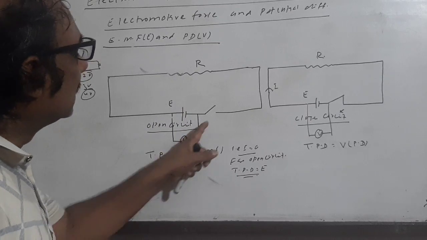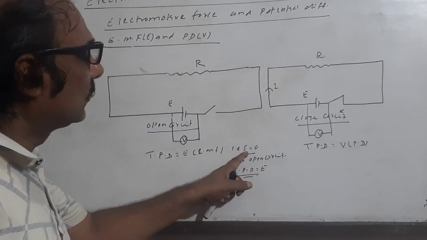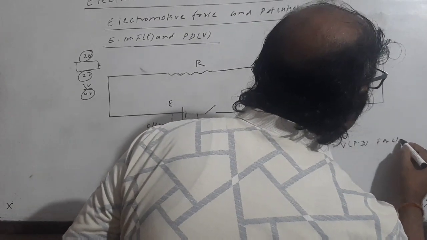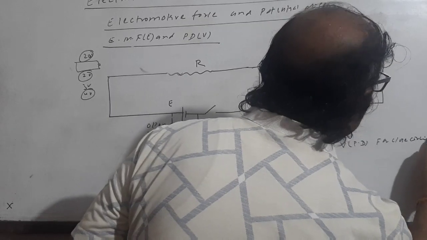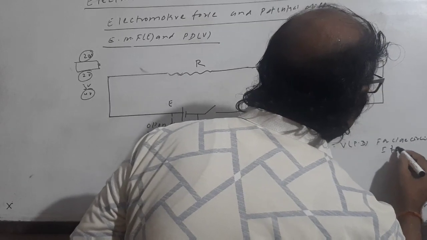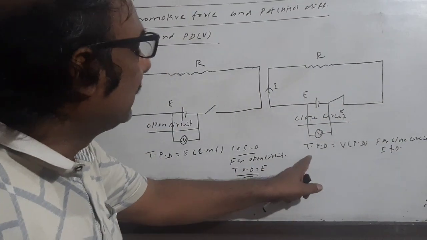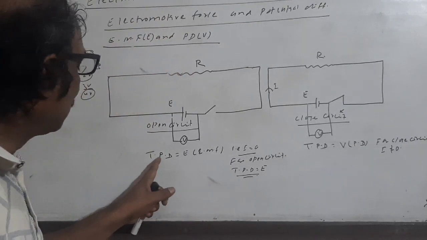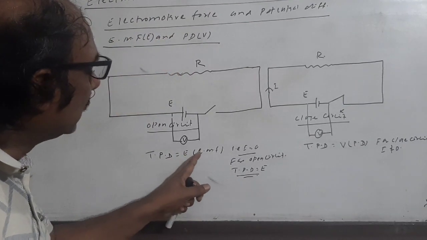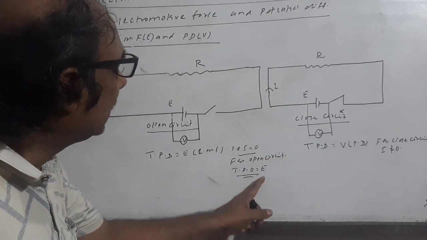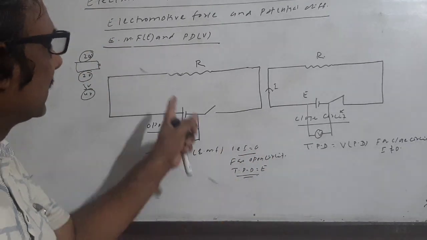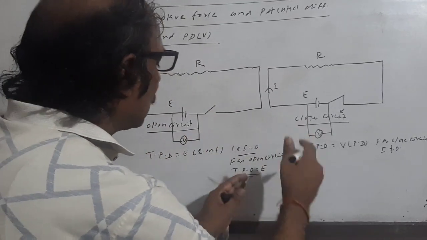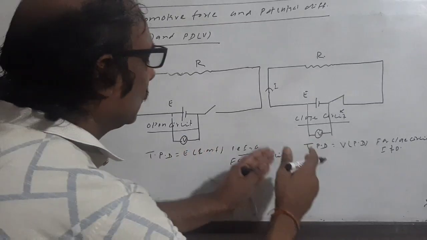In the first case, the circuit is open, I equal to 0, and in the second case, the circuit is closed and I is not equal to 0. So the terminal potential difference for a closed circuit is known as the potential difference, and the terminal potential difference is equal to EMF for an open circuit, when there is no flow of current externally or through the resistor. So this is one of the ways to understand the electromotive force and the potential difference.